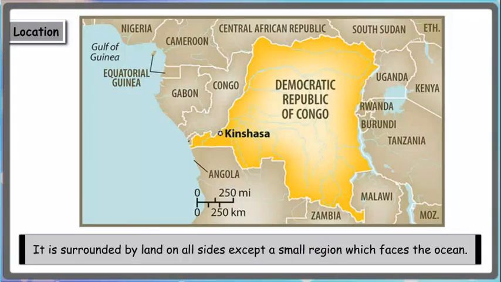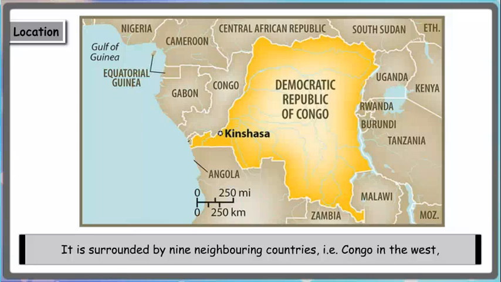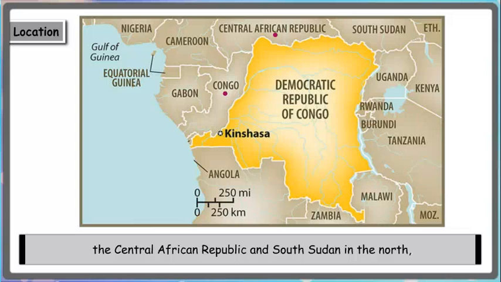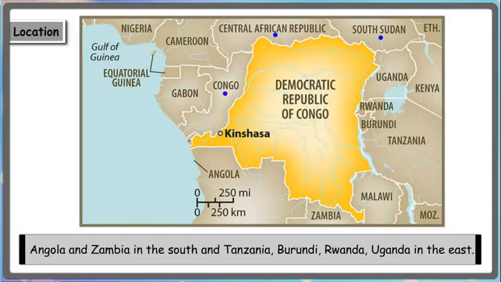It is surrounded by land on all sides except a small region which faces the ocean. It is surrounded by 9 neighboring countries, that is, Congo in the west, the Central African Republic and South Sudan in the north, Angola and Zambia in the south, and Tanzania, Burundi, Rwanda, Uganda in the east.